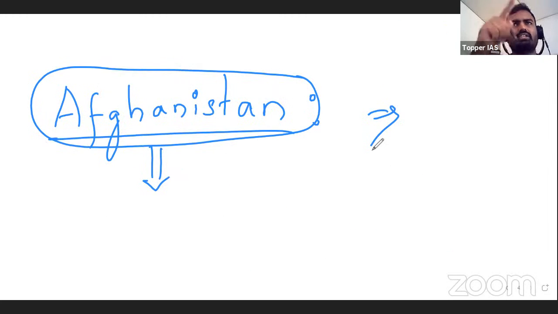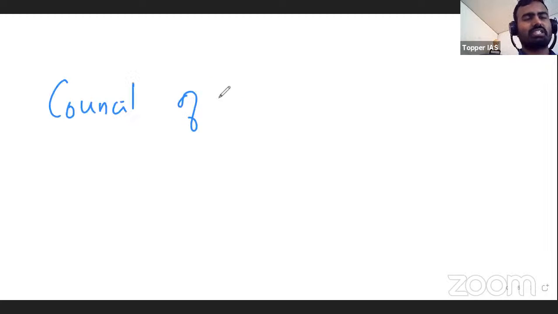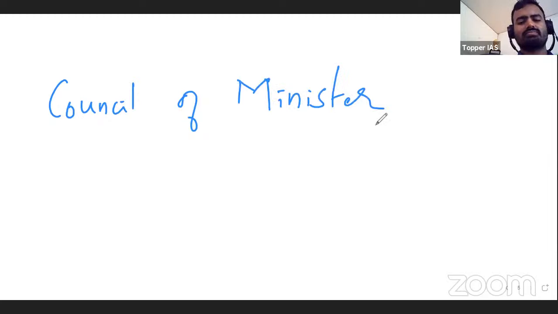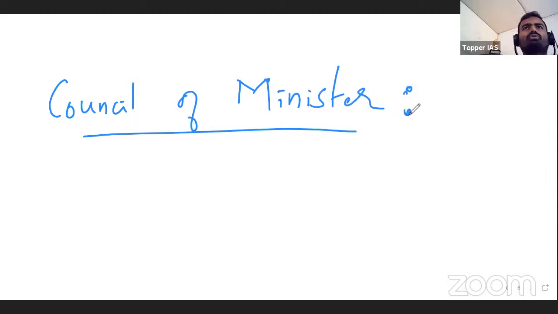And apart from that, there is one more in the same editorial, I guess, with respect to the new phase, with respect to the Council of Ministers. So new people have been made ministers and all those things. So the Council of Ministers, actually, these are executives.